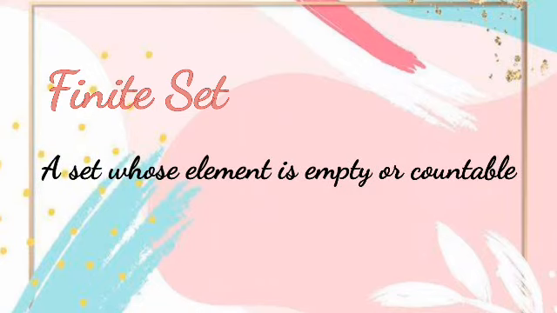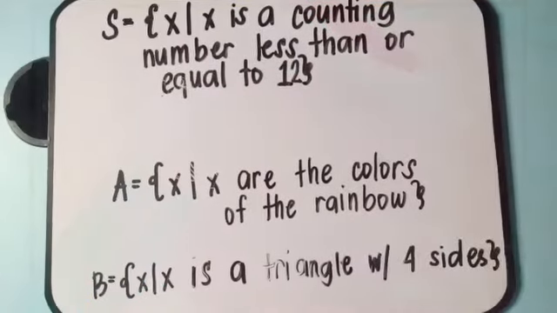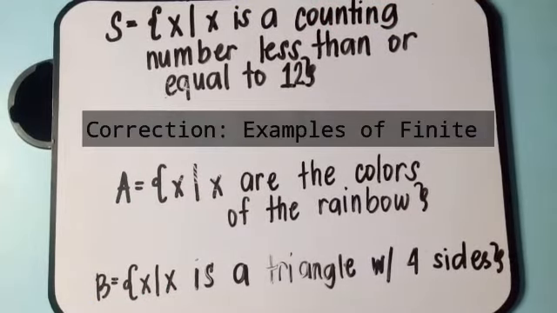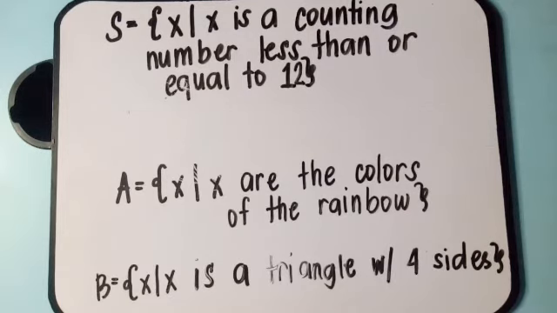So what is a finite set? A finite set is a set whose element is empty or countable, which means that we can count the number of elements from the given set. So, dapat kaya nating bilangin kung ilang elements meron doon sa given set. So, we have here the examples of finite set. We have set S, set A, and set B.